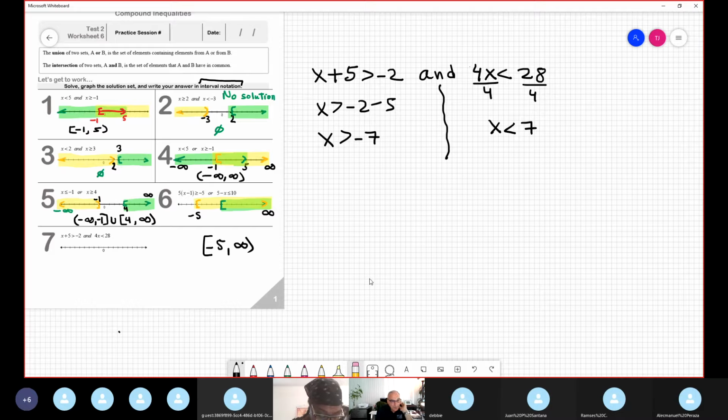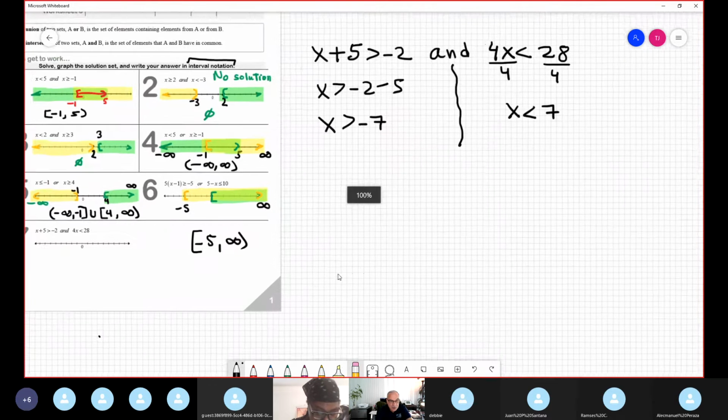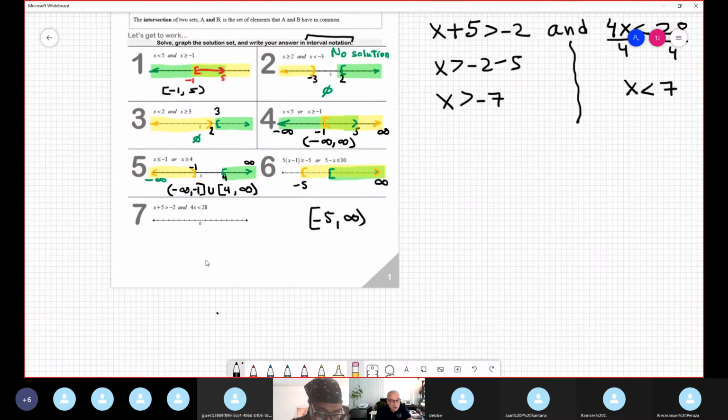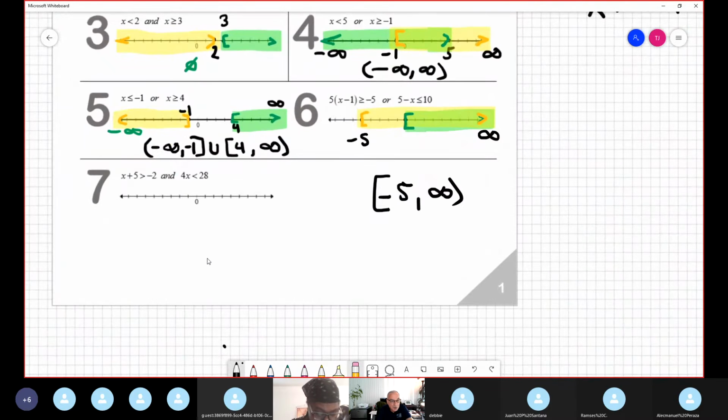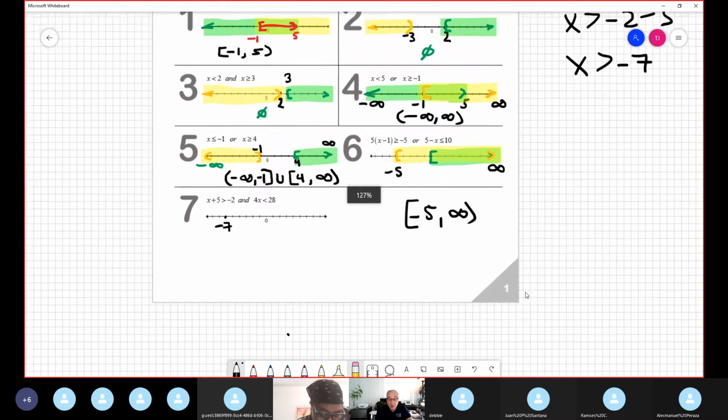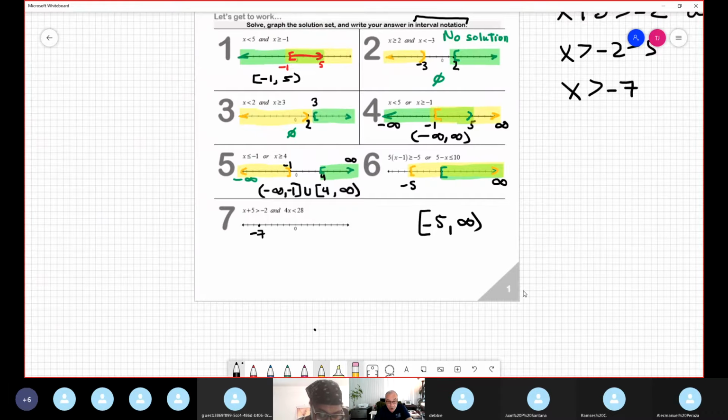Let's go to the graphic part. x is greater than negative 7. Negative 7 is here: negative 1, negative 2, negative 3, negative 4, negative 5, negative 6. Greater than is to the right. Of course, it doesn't include negative 7, because I don't see any equal sign here.